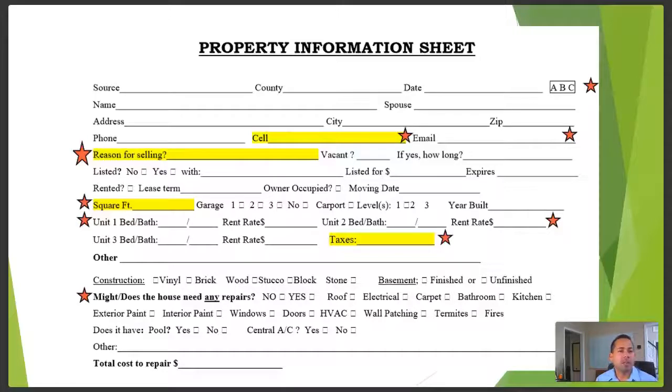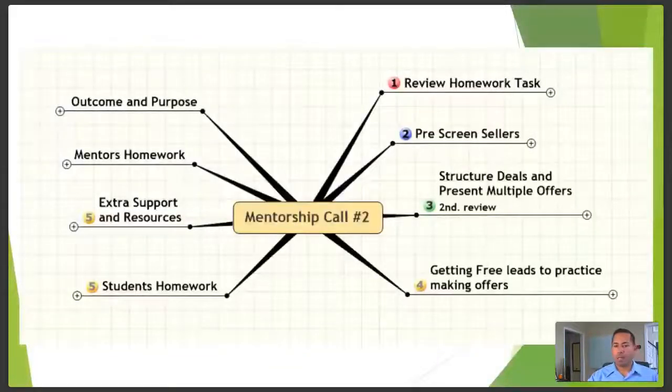Then I go into the reasons for selling, just out of curiosity. Why are you looking to sell? And they'll tell us the reason that they're looking to sell. Usually, you have to go three levels deep on why they would sell.